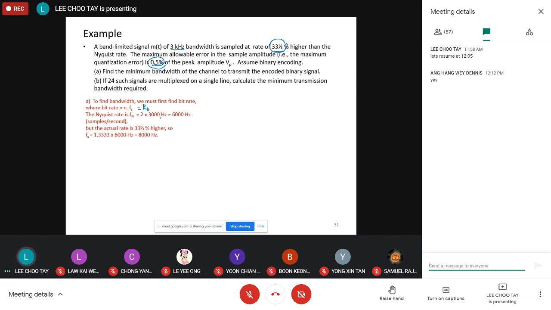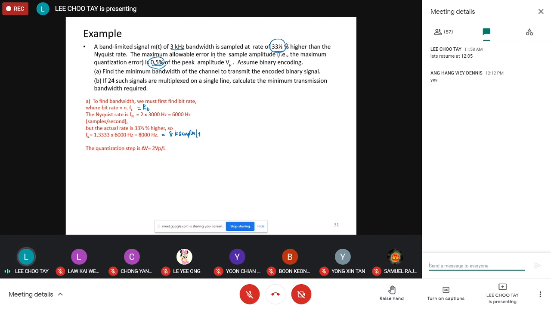Nyquist rate is always two times the highest frequency in the baseband signal. So for 3 kHz, that gives a Nyquist rate of 6,000 Hz, or 6 kHz, which means 6,000 samples per second. Actually, it is 33.3333% higher, so we multiply this Nyquist rate by 1.3333, which gives us 8,000 Hz, which means 8,000 samples per second. Let me rewrite this: 8,000 samples per second.